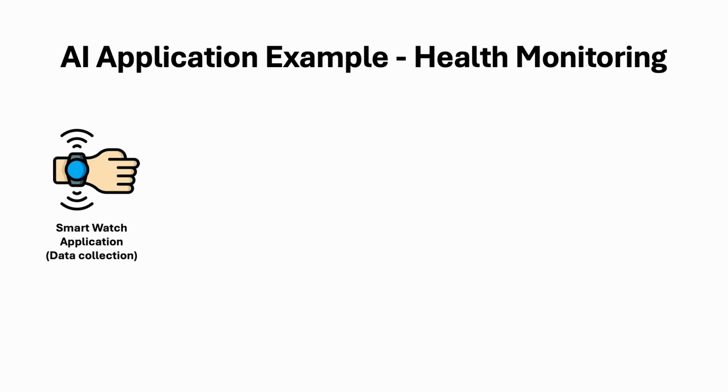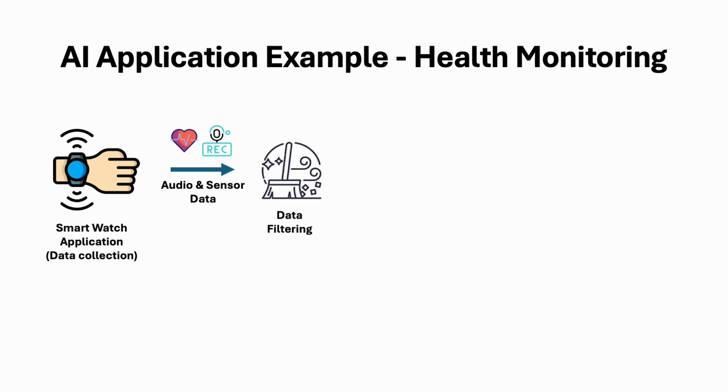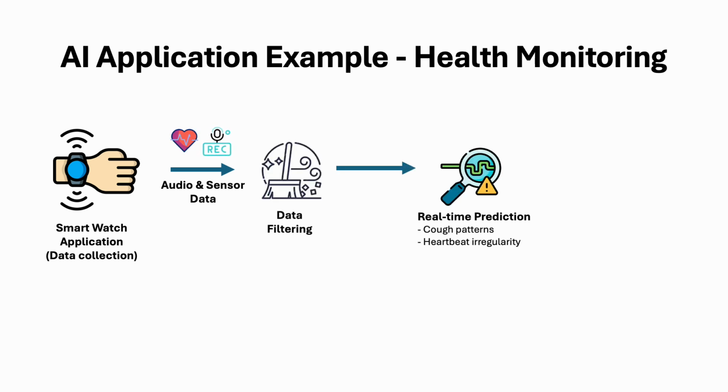Let us visualize how VantEdge Co-pilot works with a simple example. Think of a health monitoring app on your smartwatch. It picks up your vital signs and voice through the watch sensors. Then the data is cleaned and analyzed by a large language model to detect unusual patterns in breathing or heartbeat. Alerts are triggered whenever irregularities are detected. The LLM can be fine-tuned for a specific user context.